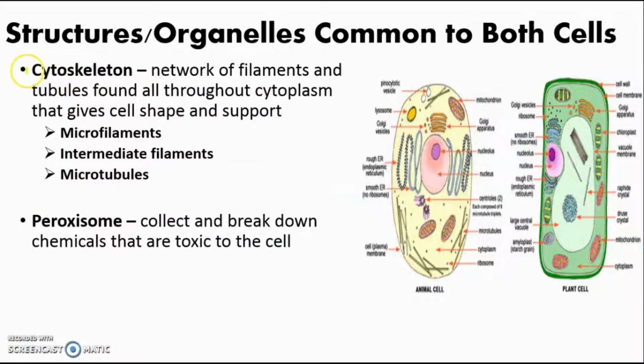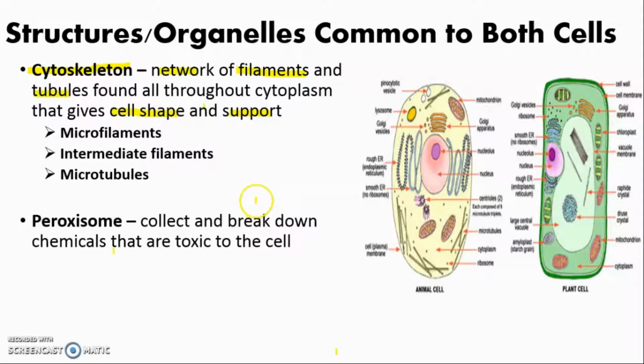Next is the cytoskeleton. This is a network of filaments and tubules found all throughout the cytoplasm of the cell. It gives the cell its shape and it supports the cell. We actually have three kinds of cytoskeleton: the microfilaments, the intermediate filaments, and the microtubules.